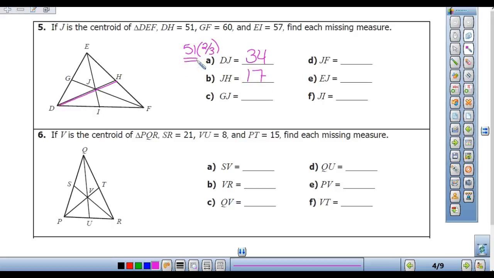51. They have to add up to the whole thing. Right, it says GF, the whole thing, is 60. Now, does it want the big part or the little part? The little part. So to find that, I'm taking 60 times 1/3. So what's a third of 60? 20. So that makes JF 40. That's double it, yep.